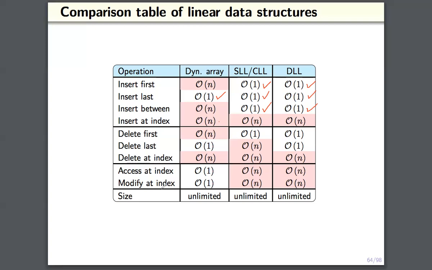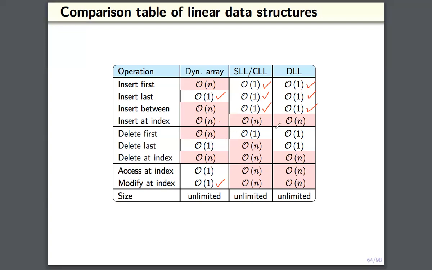So that's why we have modify at index of O of 1. But adding the new value at an index, I mean, creating and adding, that's not possible in O of 1, right? You need to shift all the elements.